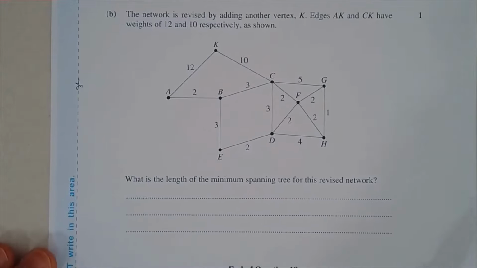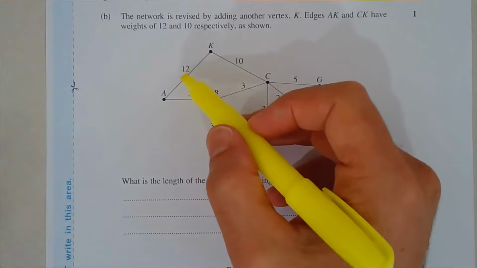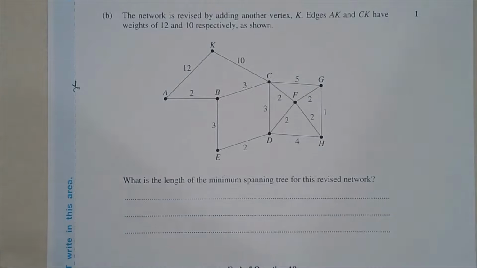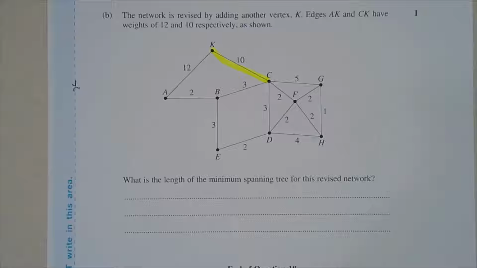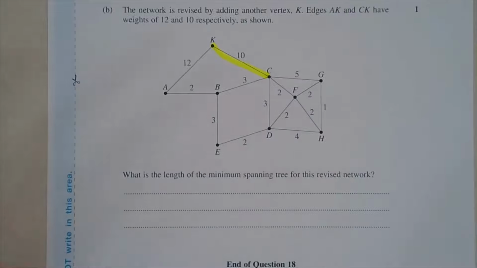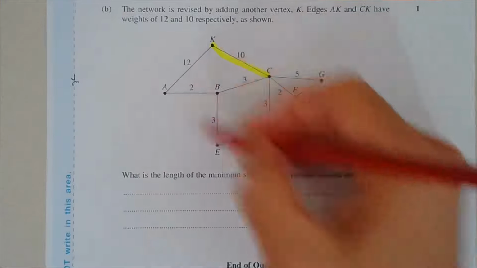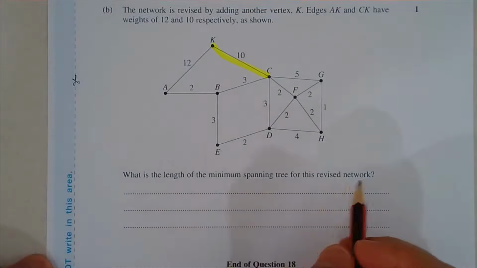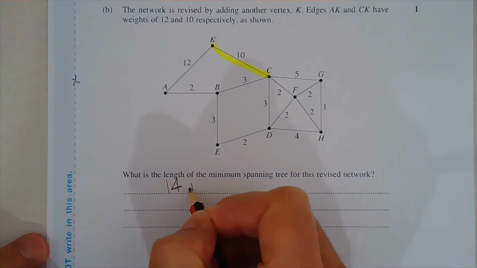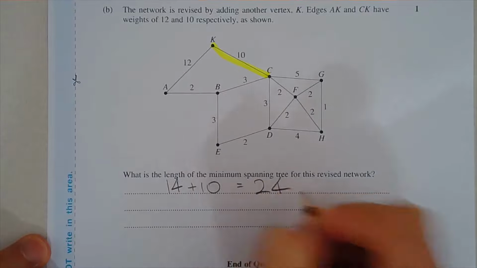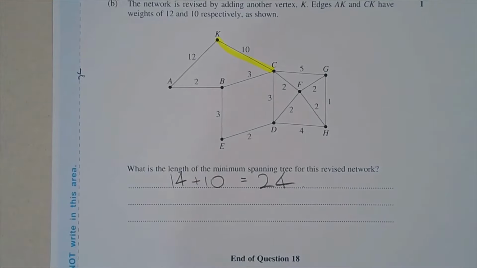Now, in order to ensure that it's a tree and not a cycle, we have to pick either the 12 or the 10. In order to ensure that it's still a minimum spanning tree, in other words, all vertices connected, but with the minimum possible weight edges in a tree configuration, we choose this one there. There's no point picking the 12. We choose the 10. They're the only two options we have to connect K to the rest of the network. So the existing network from part A was 14, and we add 10 to that, and that gives us a minimum weight of 24 for this revised network.